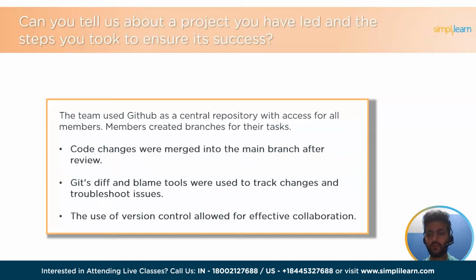After the code was reviewed and any necessary changes were made, the changes were then merged into the main development branch. We also used Git tags to mark specific versions of the code, such as versions that were deployed to production. Additionally, we used Git's built-in diff and blame tools to track the changes and identify any bugs or issues that might create a problem. Thanks to the use of version control, we were able to collaborate effectively as a team.